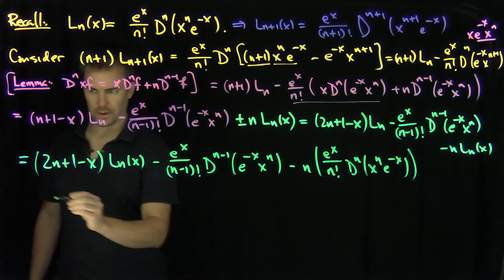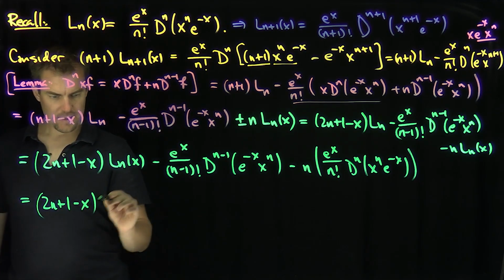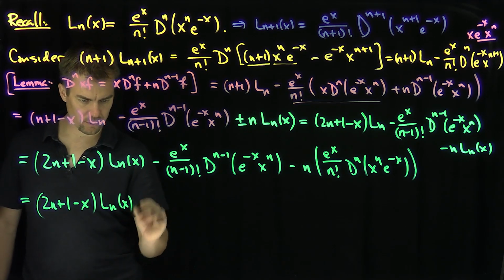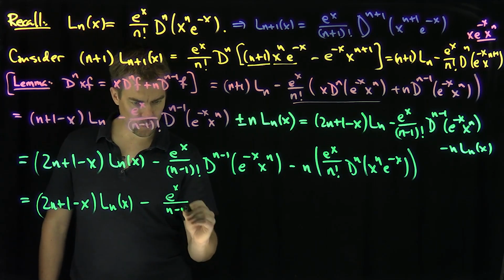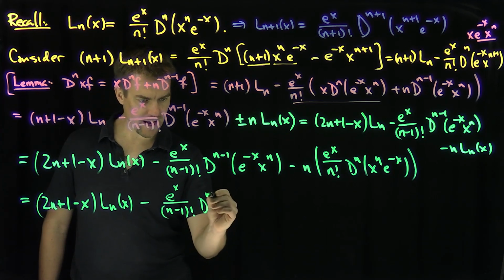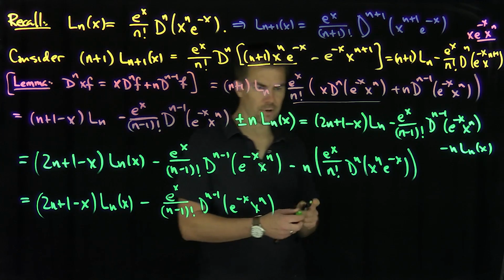And so let's do one more line over here. So this becomes 2n plus 1 minus x times the nth Legendre polynomial, or Laguerre polynomial, not Legendre, and then minus e to the x over n minus 1 factorial, d n minus 1 of e to the negative x, x to the n. And now I'm going to expand this out.